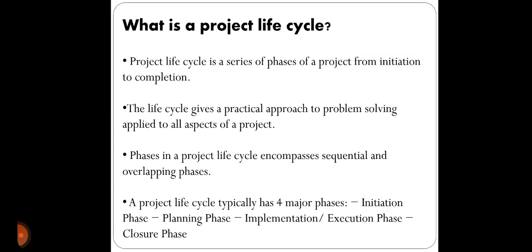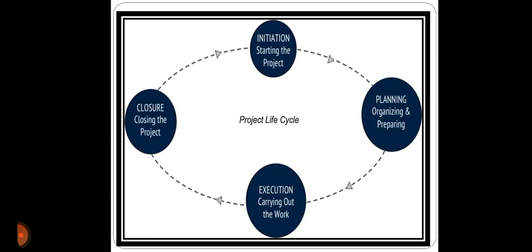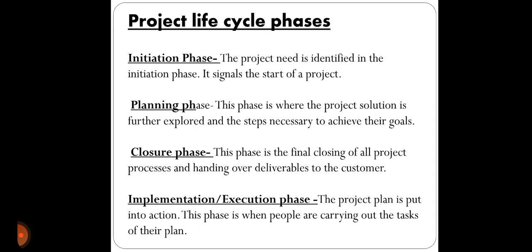Phases in a project life cycle encompass sequential and overlapping phases. A project life cycle typically has 4 major phases: the initiation phase, the planning phase, the implementation or execution phase, and at the end, the closure phase. Now, one by one, we are going to see all the phases of the project life cycle. First, in short, we'll see what each step tries to tell us.